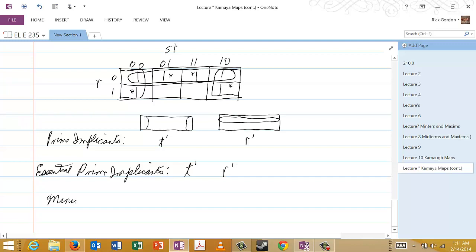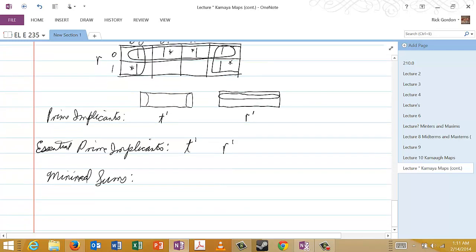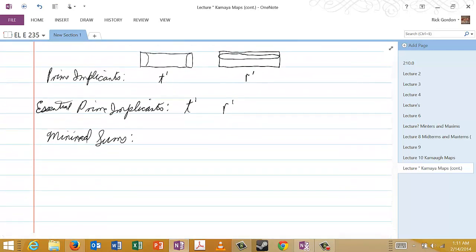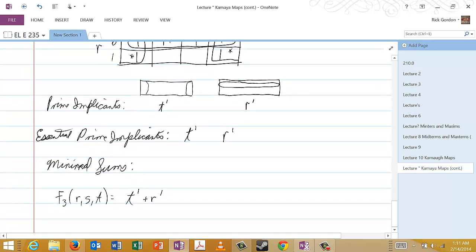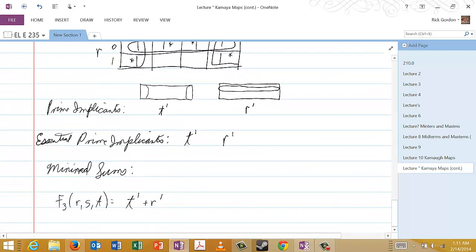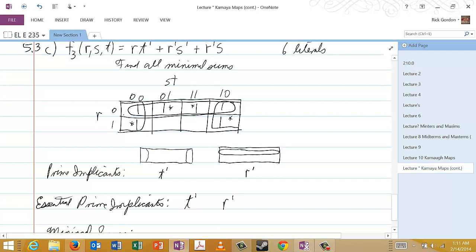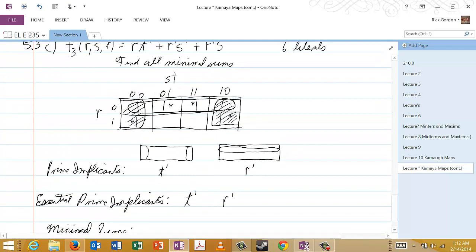And now we look for minimal sums. And this function is F3, so F3 of R, S, and T. We write down the 2 essential prime implicants, T prime or R prime, and by including T prime, we have accounted for those terms and these terms, and then by including R prime in this sum, we have also accounted for those terms.